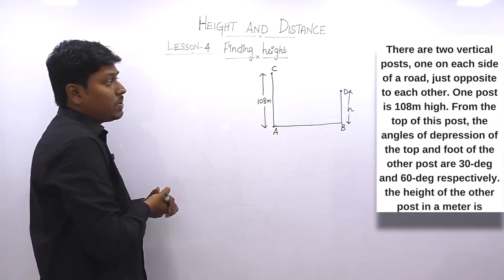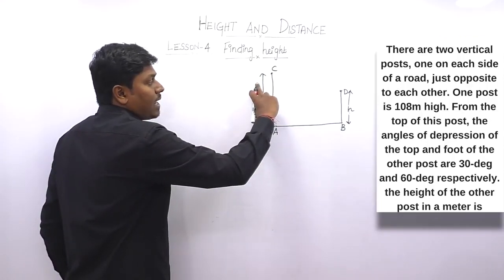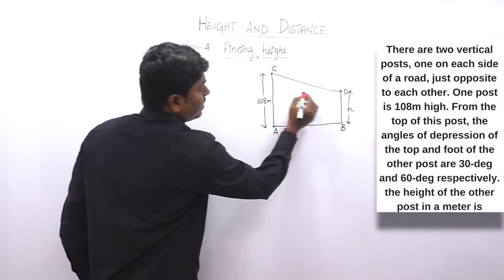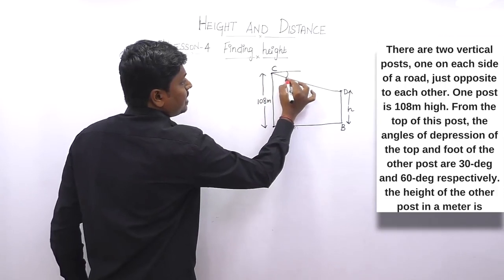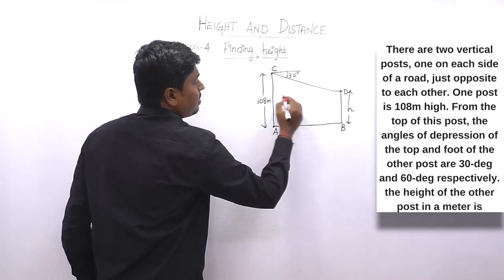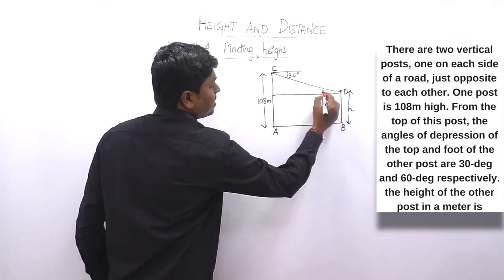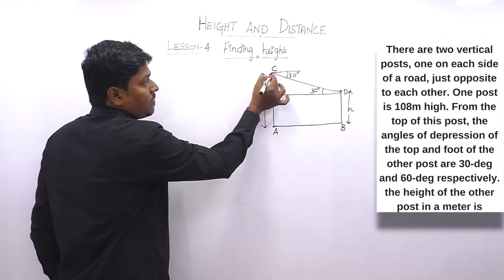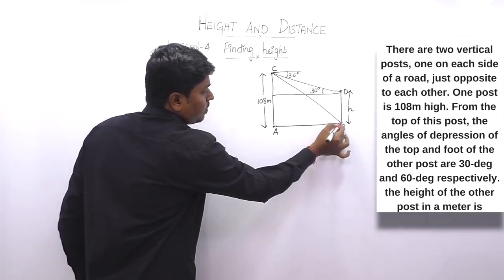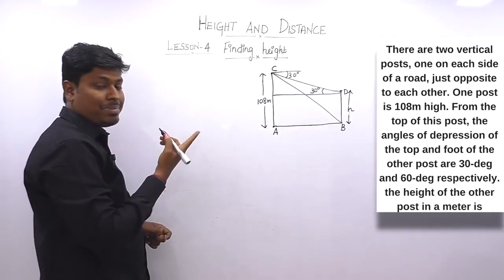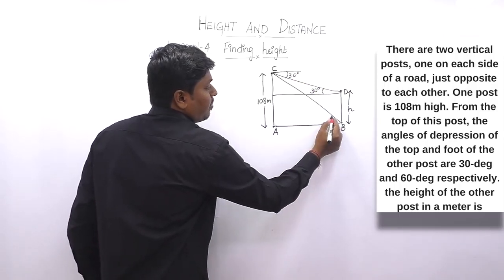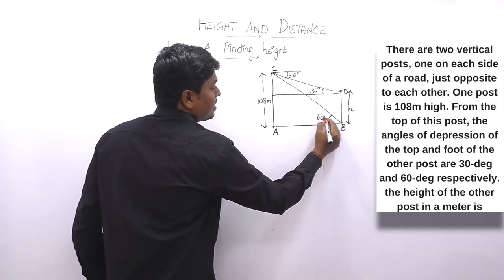They have clearly told us that from this post, which is 108 meters, the angle of depression of the other post, one is 30 degrees. If this angle of depression is 30 degrees, then from point D the angle of elevation will be 30 degrees. So this will be 30 degrees. And second, from this point to the foot of the other post, the angle of depression is 60 degrees. If this angle of depression is 60 degrees, then from point B the angle of elevation will be 60 degrees.